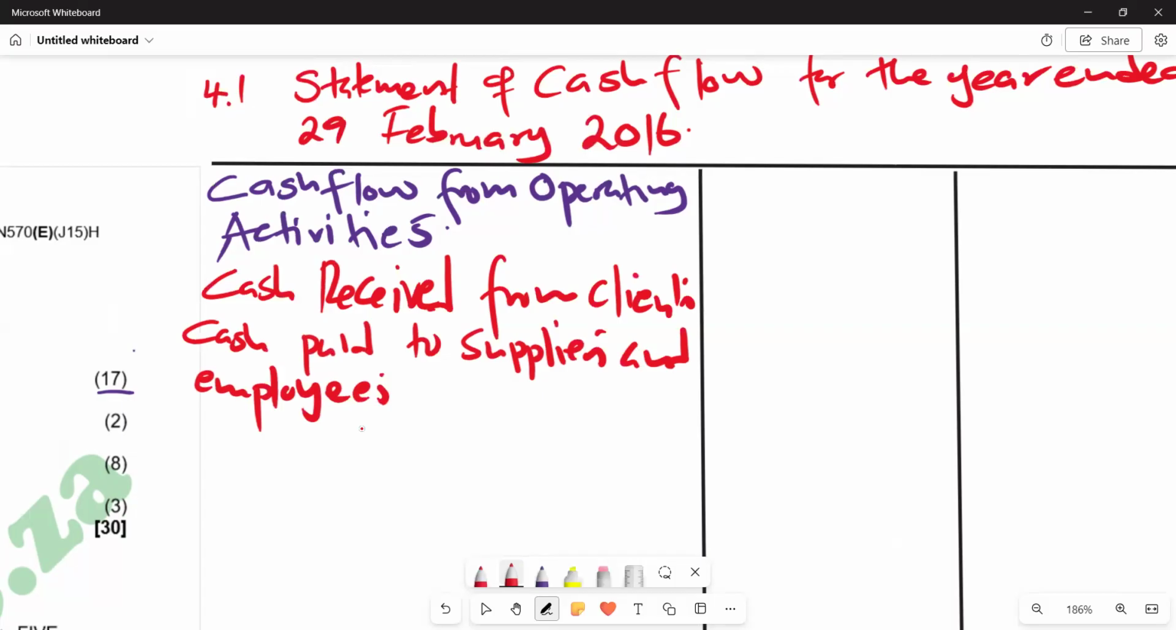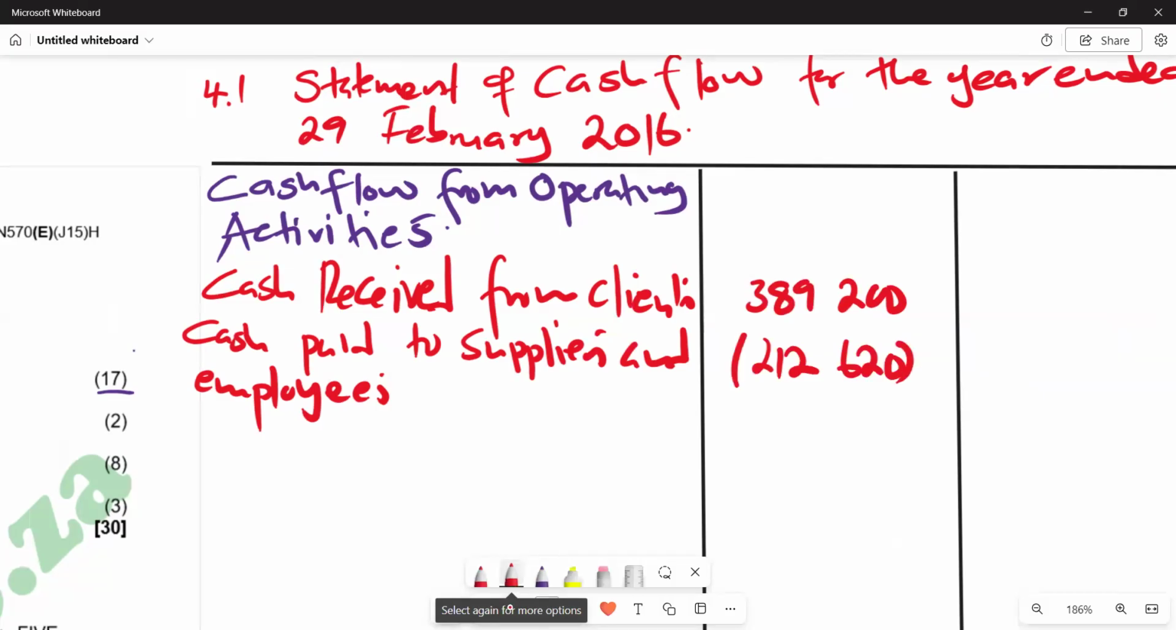So we are just going there to our answer section and pick those figures. You know that as we were checking them, the figure that we got for cash received from clients is 389,200. So we can put them in this column, whereby we're saying here we've got 389,200. And then it was also cash paid to suppliers and employees. We got our 204,620, and we got it as a negative figure, so we can just put it in brackets.